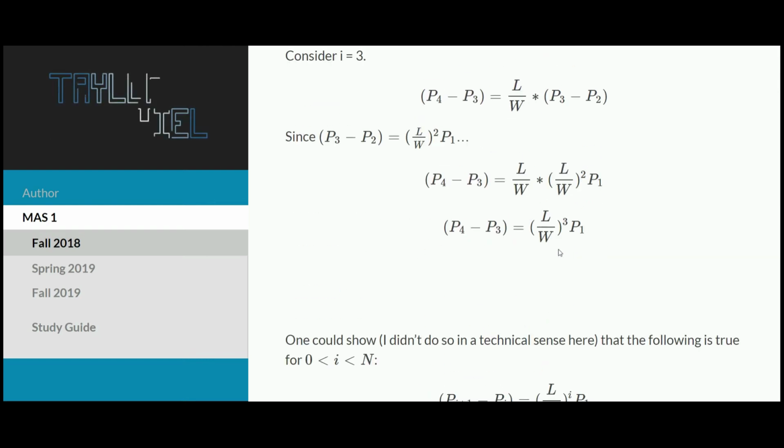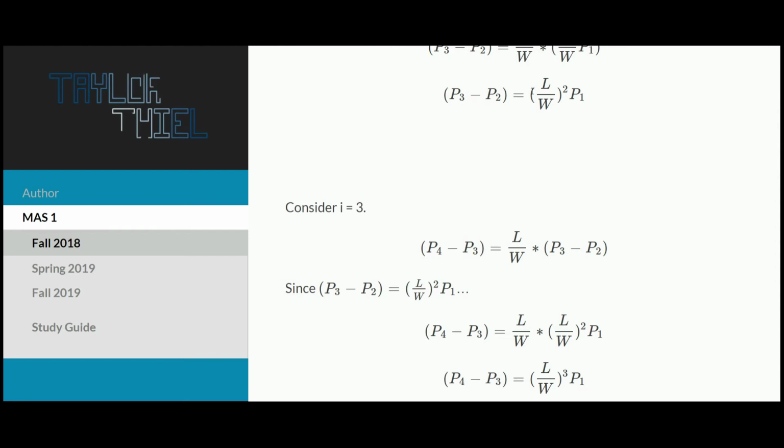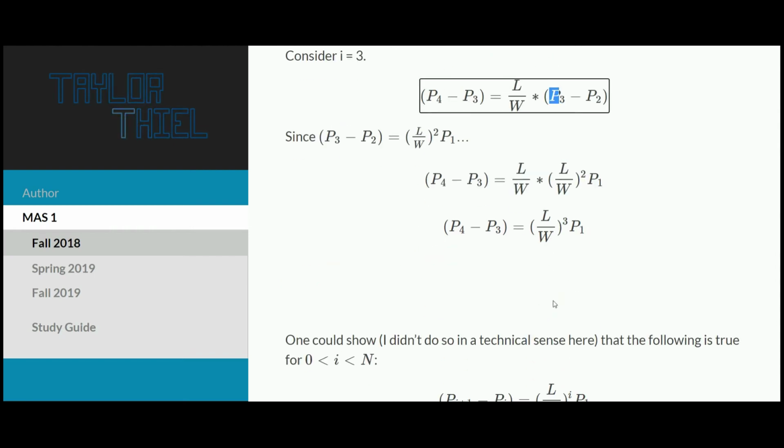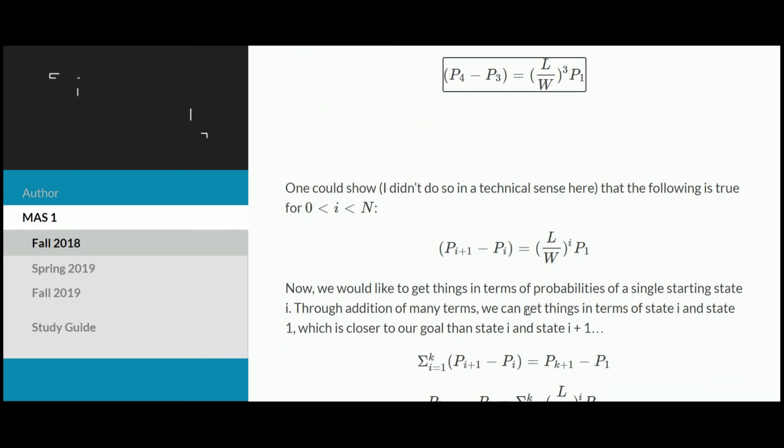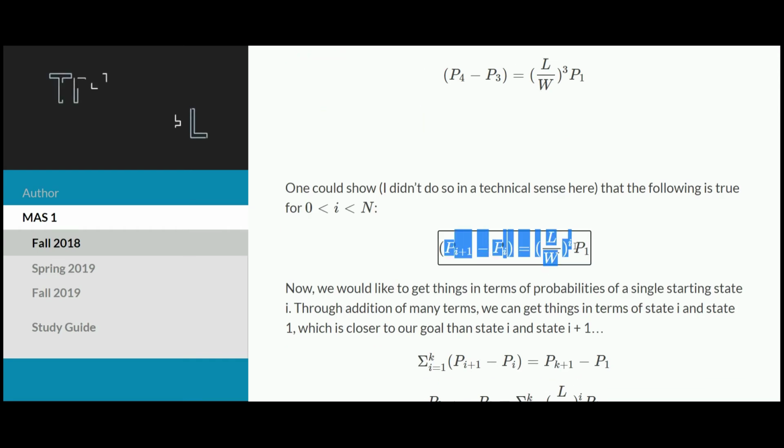And again, you can just then take this previous result, plug it in, same thing happens, and we just get an additional L over W factor. So this is not a formal proof by induction, but at this point I'm just saying you can pretty clearly see as you increment up by I, you're just multiplying by an additional L over W factor. So we get this formulation here.